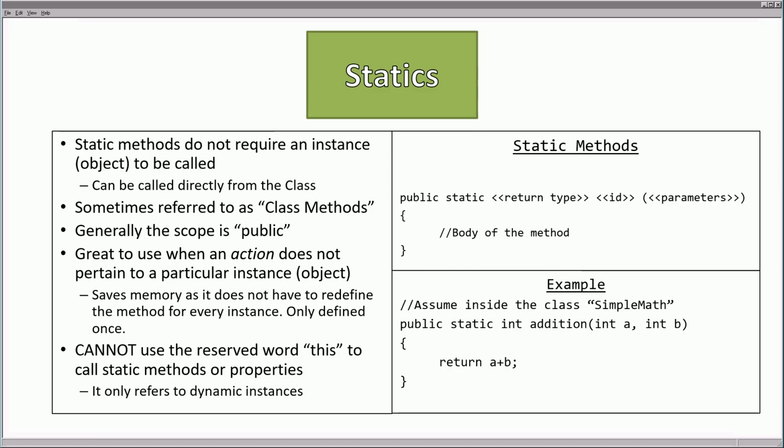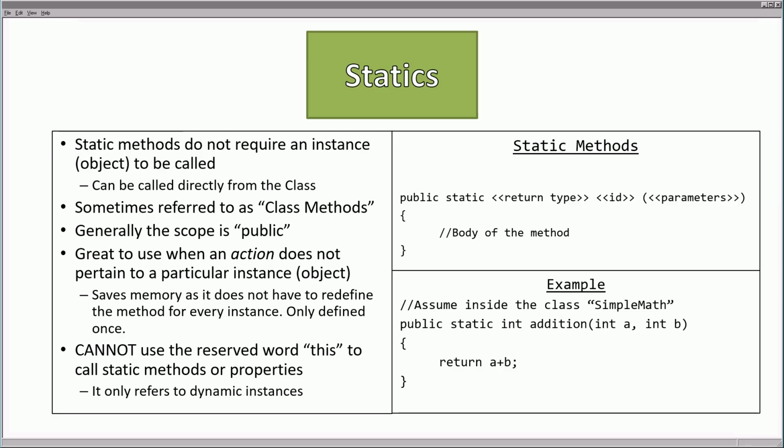So when would you use a static method as opposed to the other methods, the dynamic methods, that we've been writing? Static methods are great when an action does not pertain to one particular instance. In other words, if this action does not require any of the instance variables, or does not really pertain to a particular object, then you can create them as static. In this way, we define this method once. This saves us memory as we do not have to redefine that method for every single instance. It is defined once only.